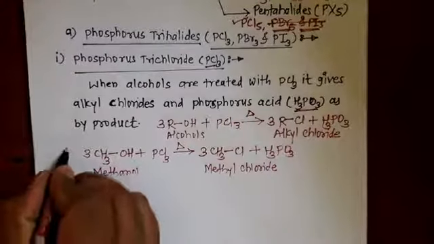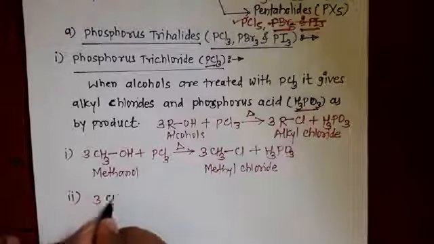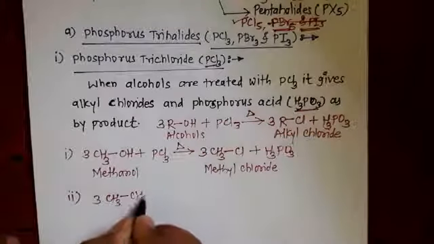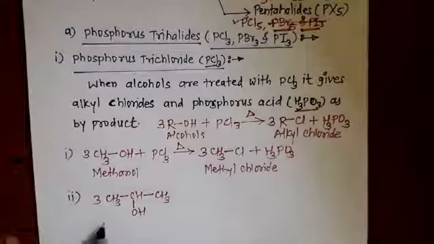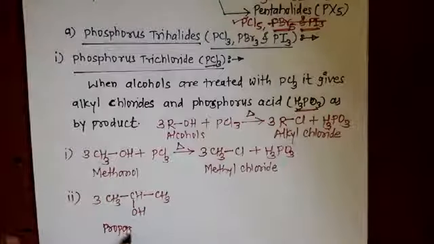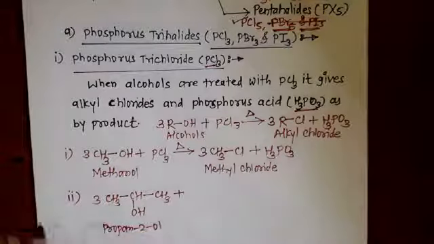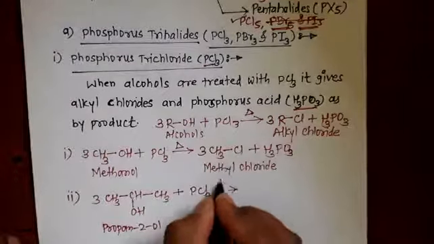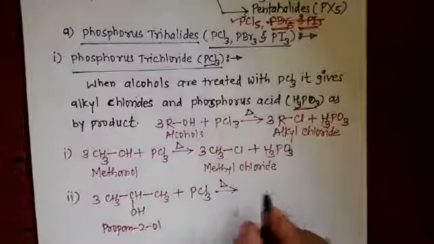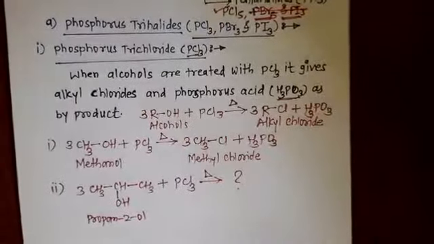Here, this is the alcohol, that is isopropyl alcohol or propanol, and these 3 moles of propanol react with PCl3 or are refluxed with PCl3, and which type of product do we get, you should write the product.